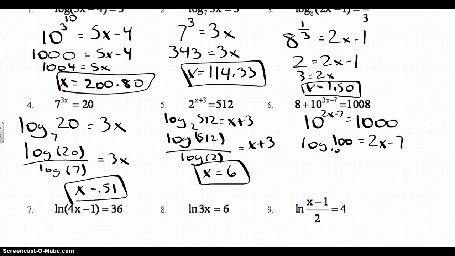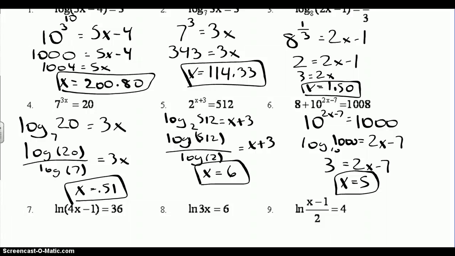So it's log base 10 of 1,000 equals 2x minus 7. And this is a common logarithm, so you can just do this on your calculator. It comes out to 3 because 10 to the third equals 1,000, so 3 equals 2x minus 7. Add 7, divide by 2, x equals 5.